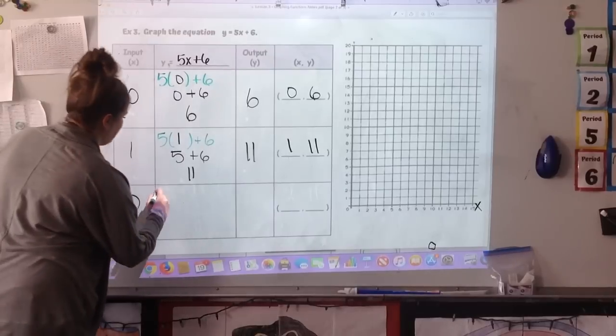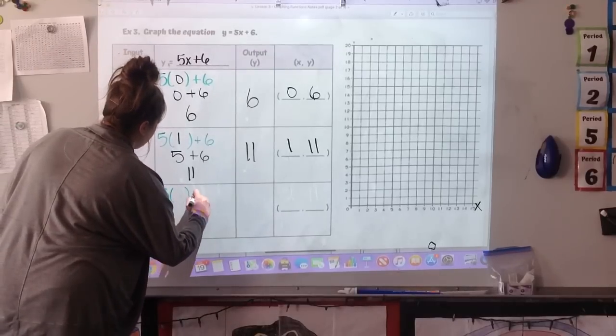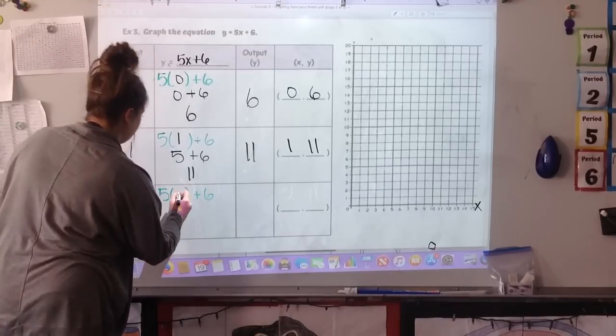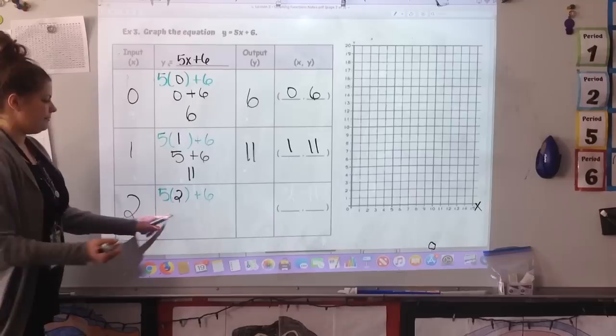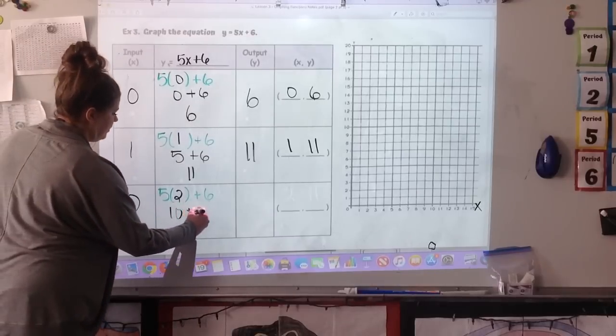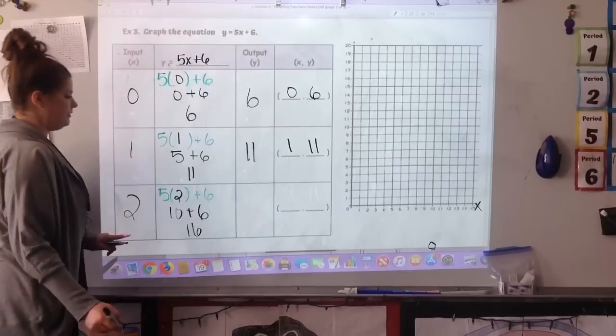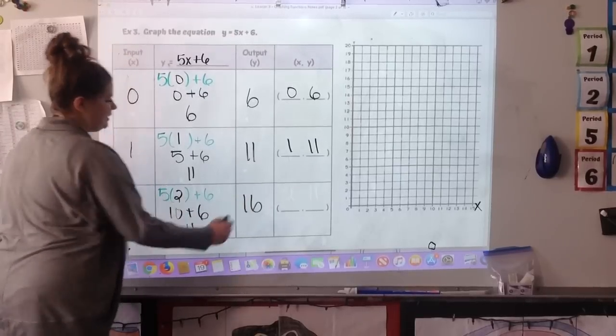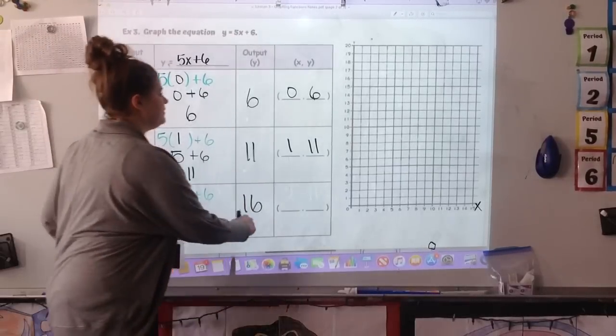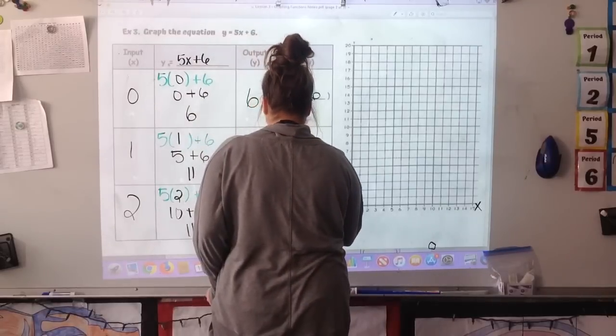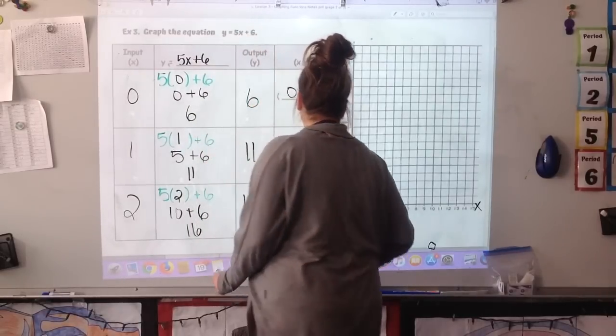Finally, 5 times 2 plus 6. 5 times 2 equals 10. And plus 6, 10 plus 6 is 16. 16 is my output. 2, 6 is my ordered pair. Nope, 2, 16 is my ordered pair.